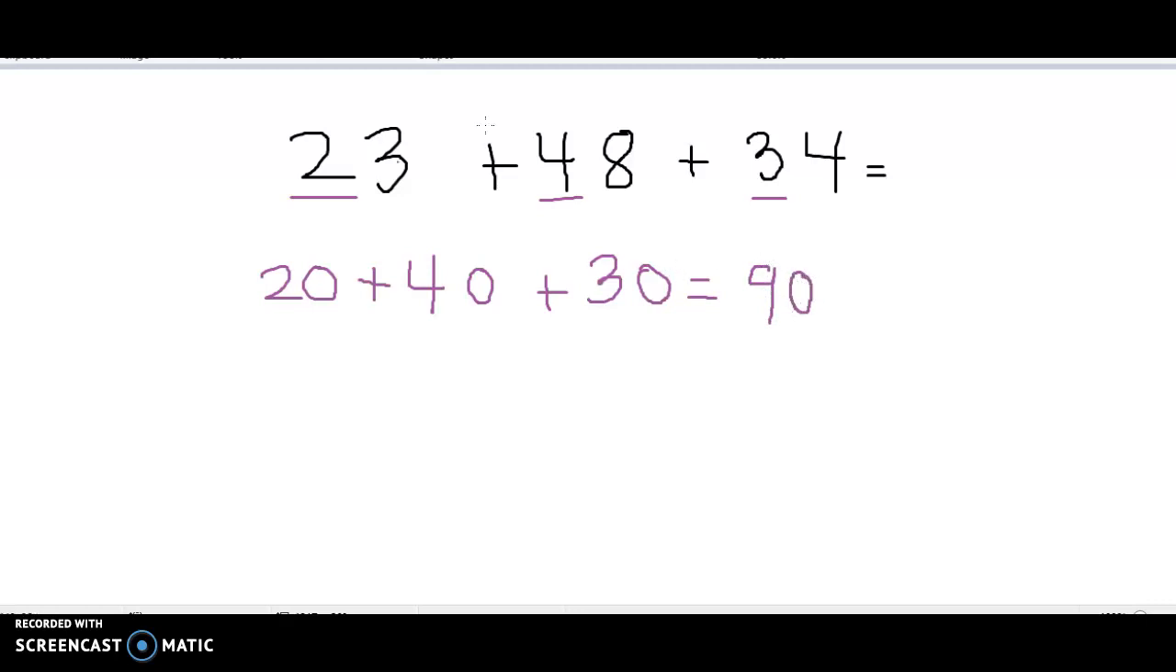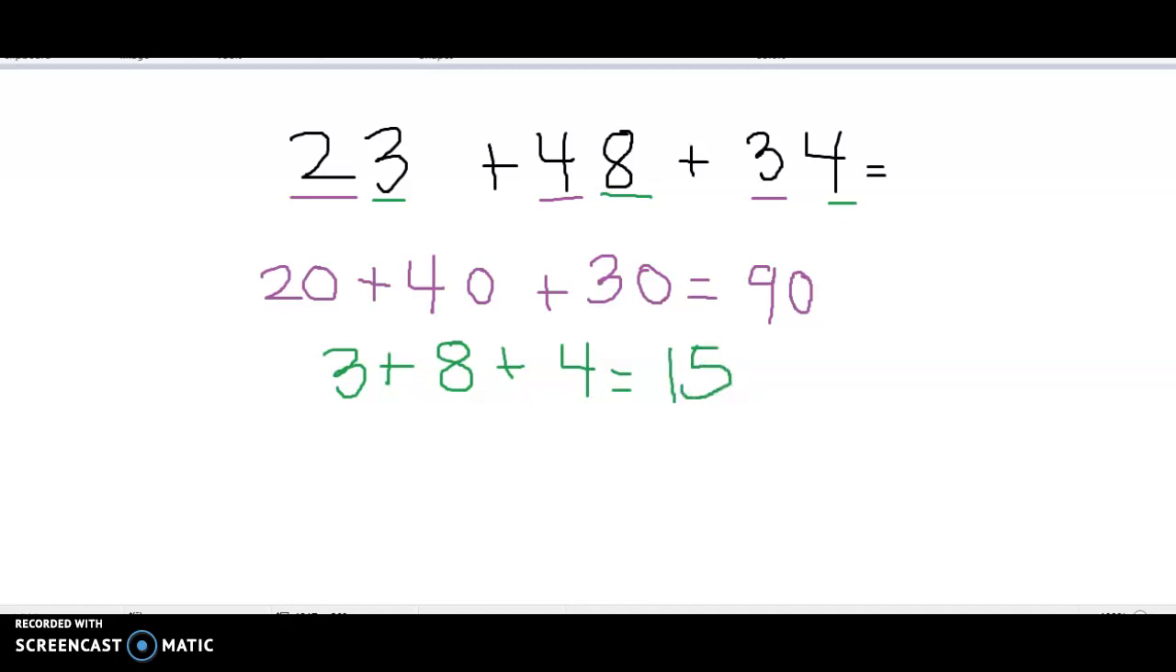We got to do the same thing with our ones. We've got a 3, an 8, and a 4. So we add up 3 plus 8 plus 4. So 3 plus 8 is 11, plus 4 more is 15.